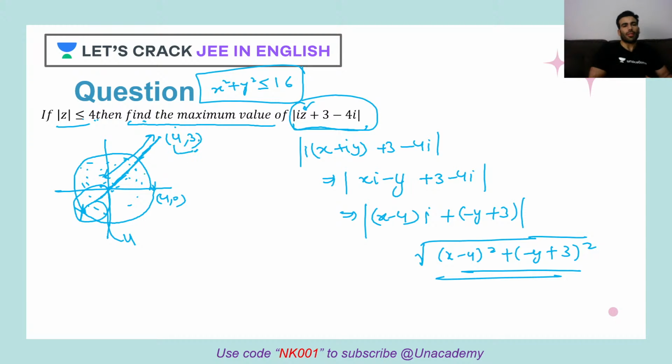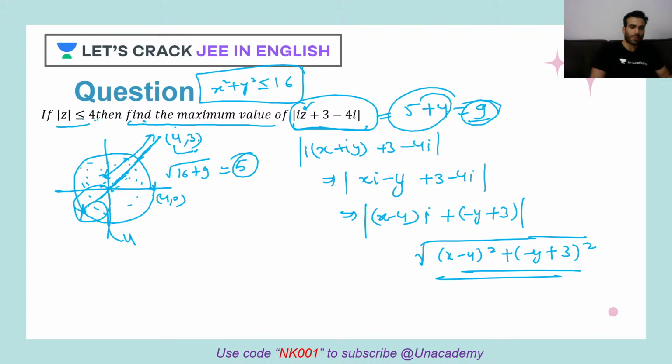This point is given, (4, 3). This is the origin. So this distance will be what? Root of 16 plus 9. What is it? 5. So the maximum value of this is what? 5 plus 4. What is it? 9. Done. This is our answer.